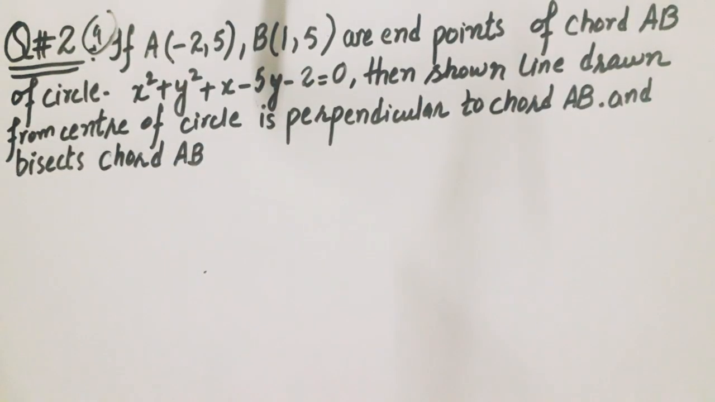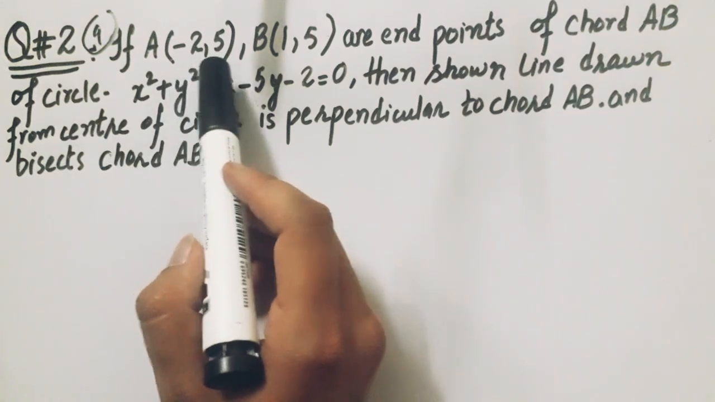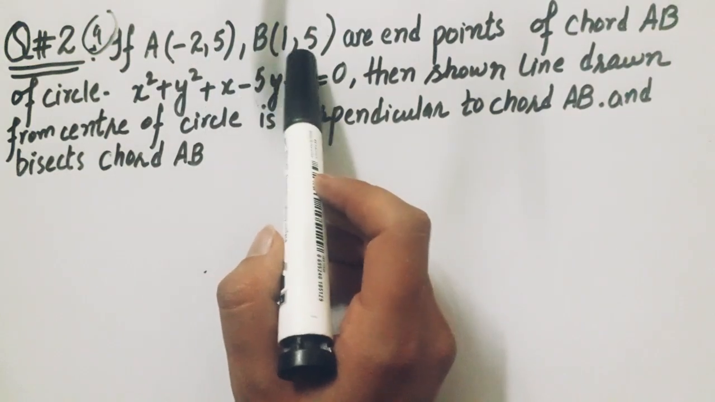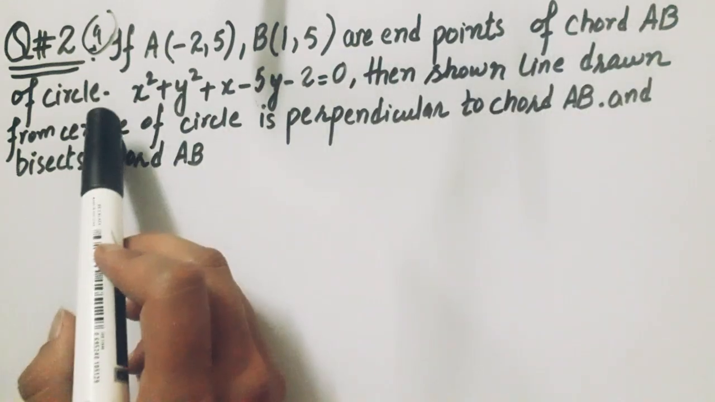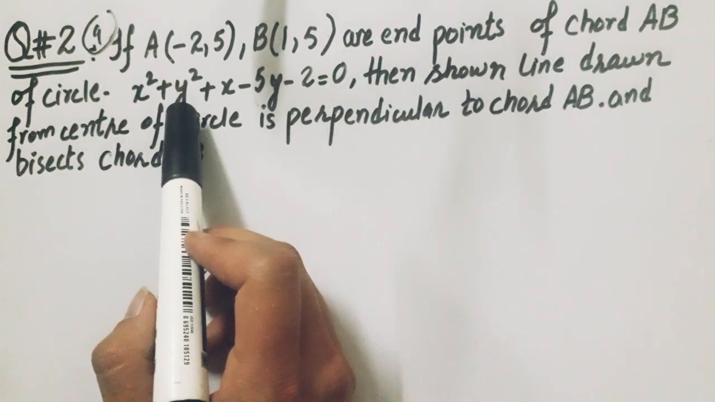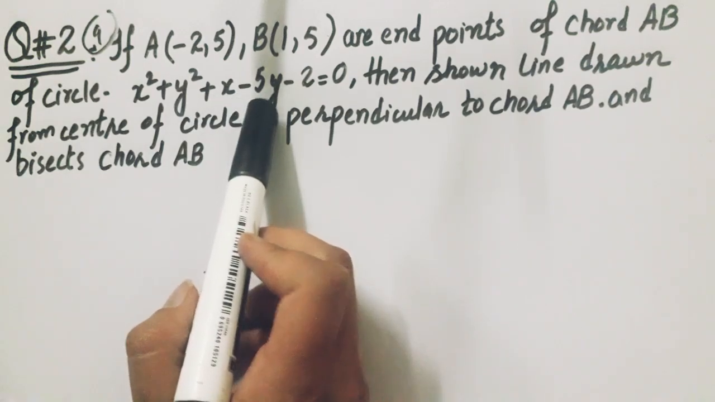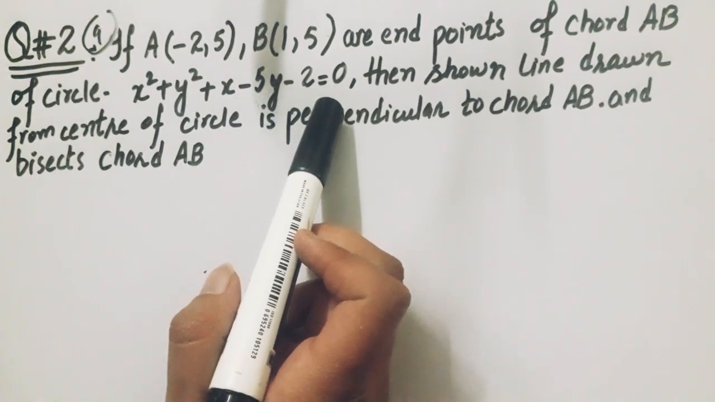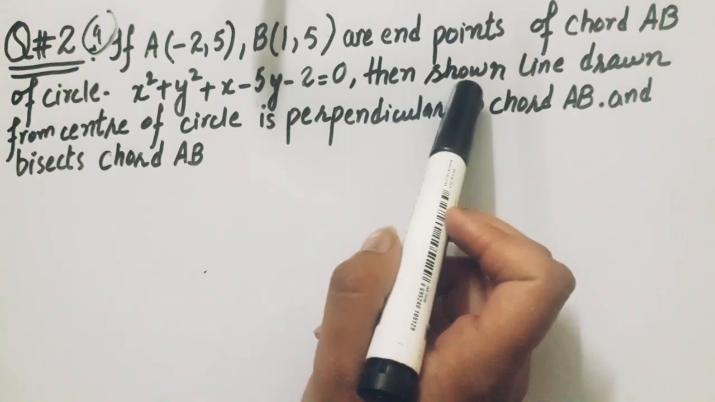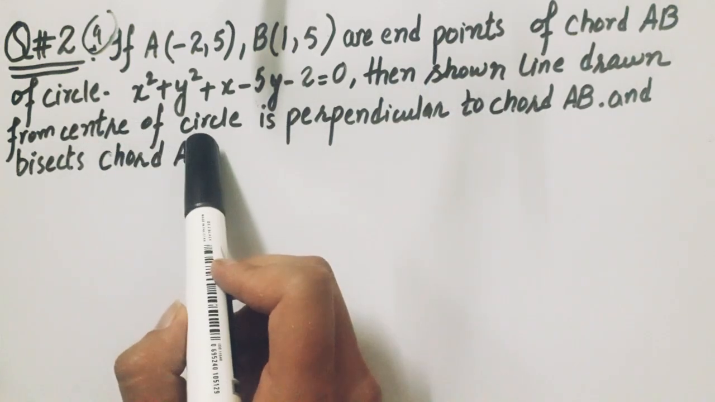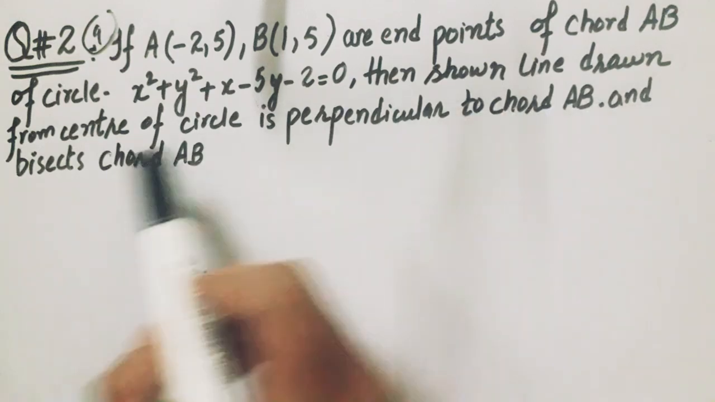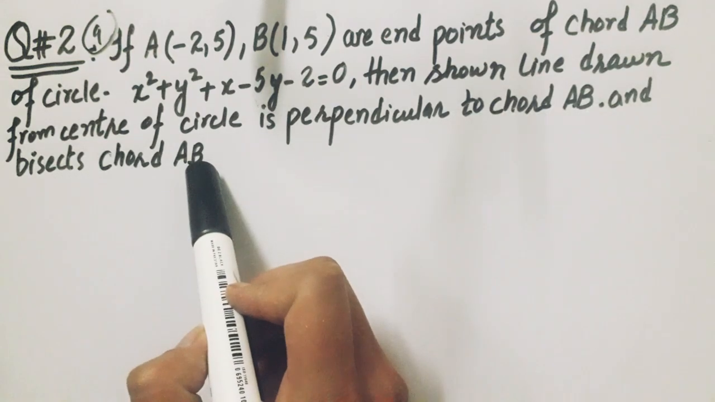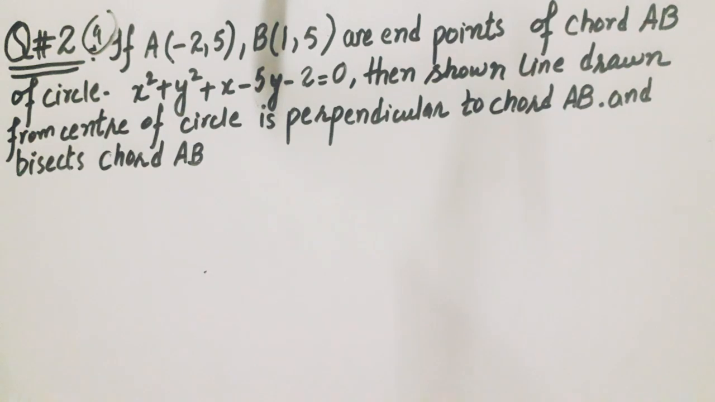Now question number 2 is, if A is minus 2 and 5 and B is 1 and 5 are the endpoints of the chord AB of circle x square plus y square plus x minus 5y minus 2 equal to 0, then you have to show that line drawn from center of the circle is perpendicular to the chord AB and bisects the chord AB. So we will solve this question in very easy and simple way.